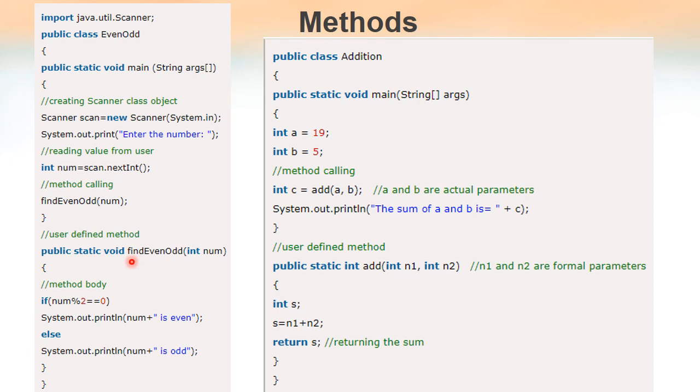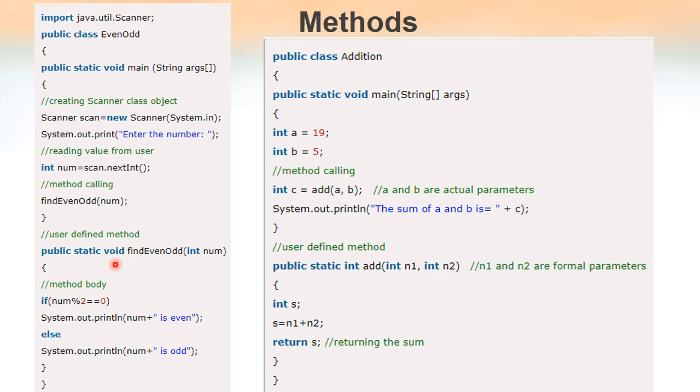The first word is completely in small letters, the remaining 2 words begin with a capital letter. That is again the naming convention followed by Java. When you write a method name, if the method name is only 1 word, everything must be in small letters. If the method name consists of more than 1 word, then the first letter of all the remaining words must be in capital. So this method name is find even odd.